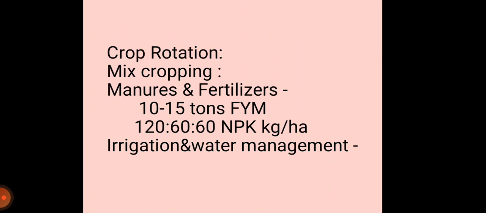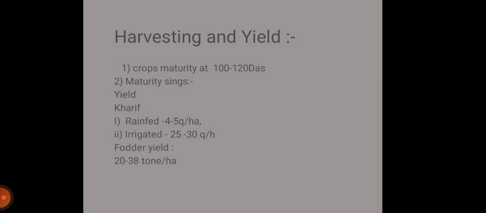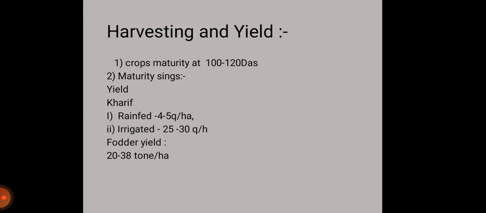When the crop is grown in summer season, a 10 day interval is kept for irrigation application. Then we discuss harvesting and yield. The crop matures at 100 to 120 days after sowing. Some of the maturity signs: the crop looks yellowish, the grain becomes hard, and a blackish spot develops on the top of the grain. Then the crop stops growing and the panicles turn yellow.